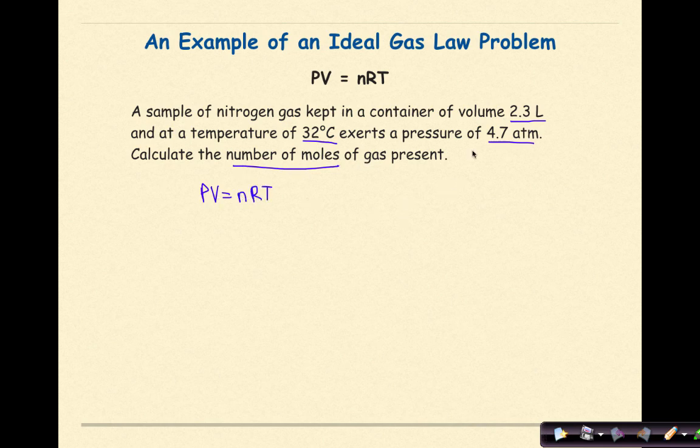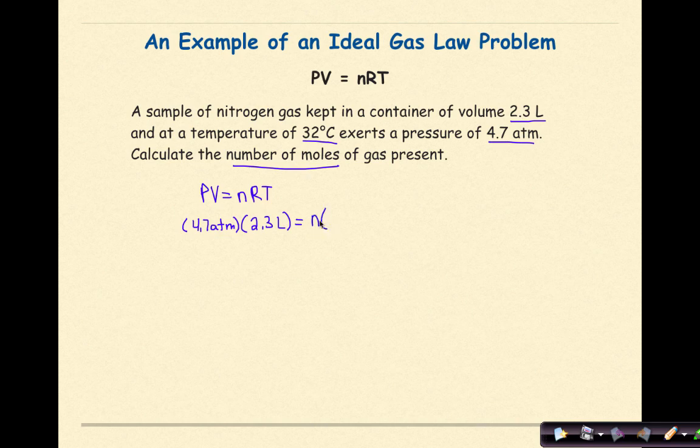When we look at this, we see that the volume is 2.3 liters, so that's going to represent our V. Our temperature is 32 degrees Celsius. We're going to need to convert that into Kelvin. And we have 4.7 atmospheres. So my P here is going to be 4.7 atmospheres. My volume is going to be 2.3 liters. I'm solving for moles of gas.